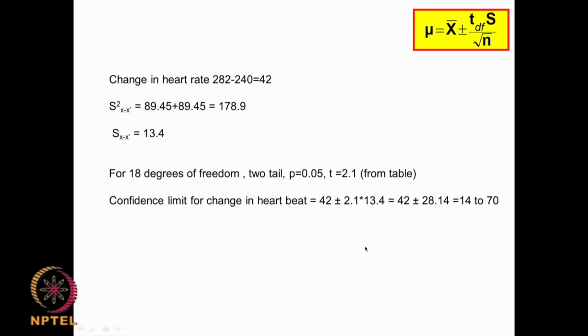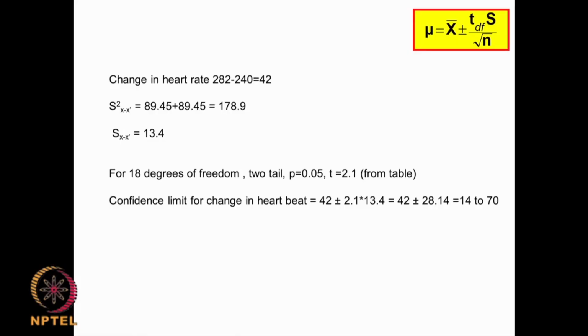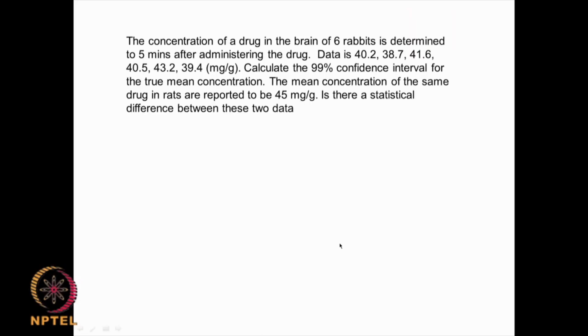So, it is an interesting problem, very useful problem. We do quite a lot of these type of studies in clinical trials. We have a drug, you give the drug and you see changes, okay, you know the original population and you are looking at change, then you are trying to see whether the change is statistically significant or not. Okay. Let us look at another problem.